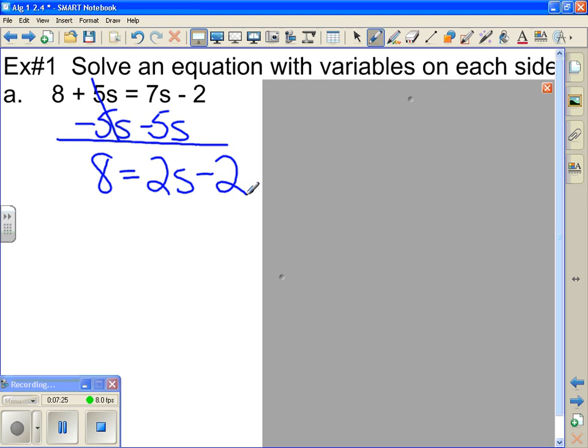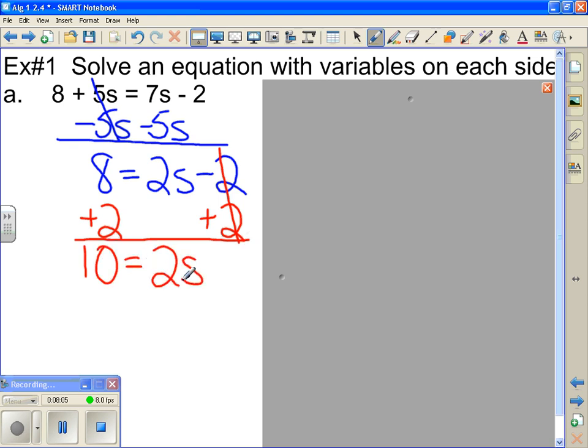Now step 5 says eliminate the constant on the side with the variable. Which side is the variable on? Very good, the right side. Now what is the constant on the right side? That's right, the negative 2. And what will cancel out a negative 2? Excellent, a plus 2 on both sides. Now 8 plus 2 makes 10. And so 10 equals 2s. And step 5 is now complete.